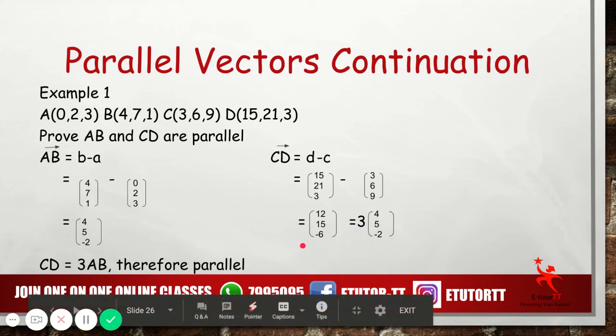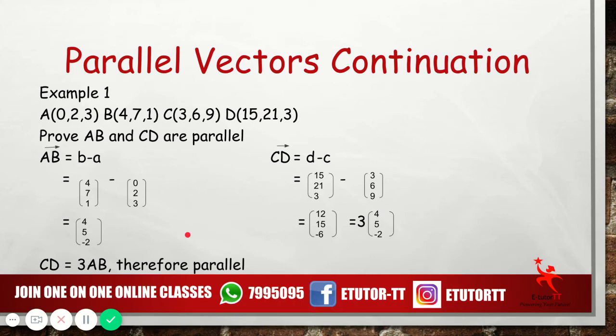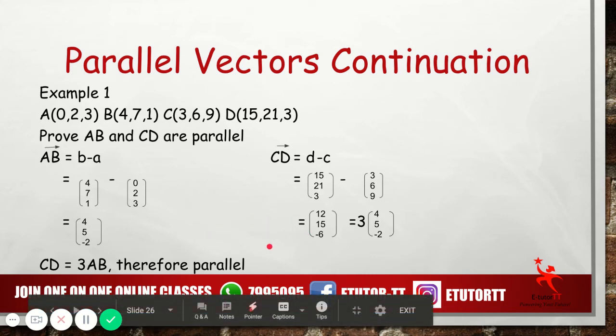What we can also do, if you can't look at it and see that you can multiply by a certain number, is try dividing. So you go from the bigger number and divide by the smaller ones and see if it equals the same number. So 12 divided by 4, you get 3. 15 divided by 5, you get 3 as well. And negative 6 divided by negative 2. Negative divided by negative is a positive, and 6 divided by 2 is 3. Therefore, 3 works. It's correct.